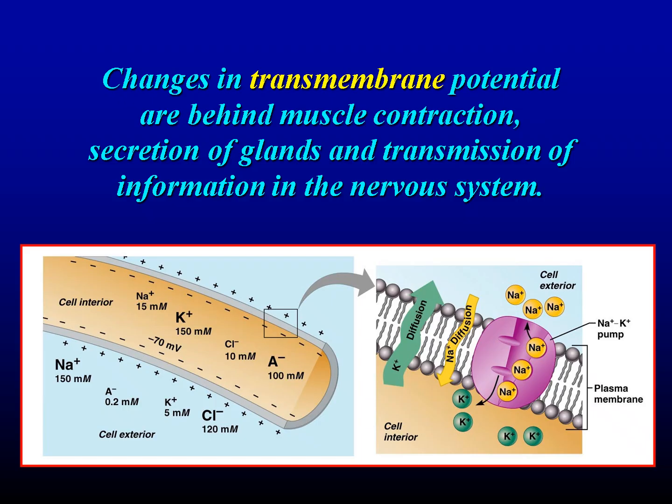Notice how potassium leakage out is much greater than sodium leakage in. Also note that the sodium-potassium pump is working to maintain the transmembrane or resting potential of the cell by exchanging 3 sodium ions out for 2 potassium ions in.